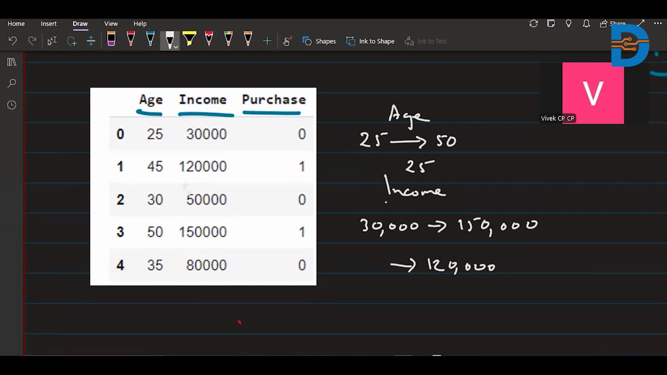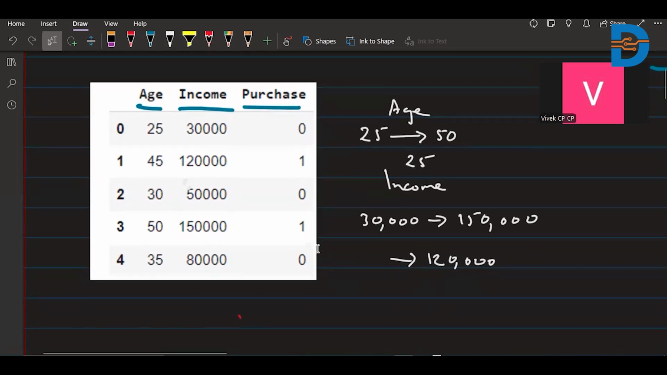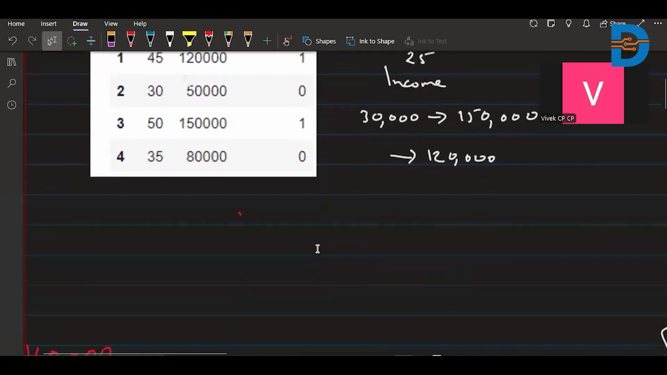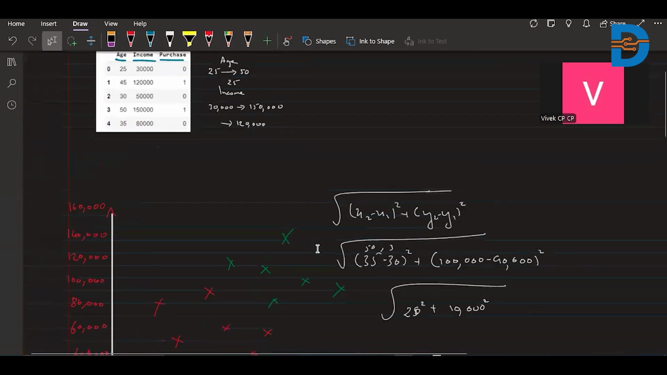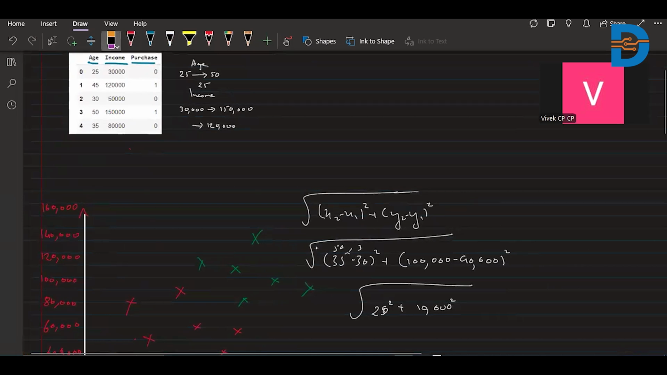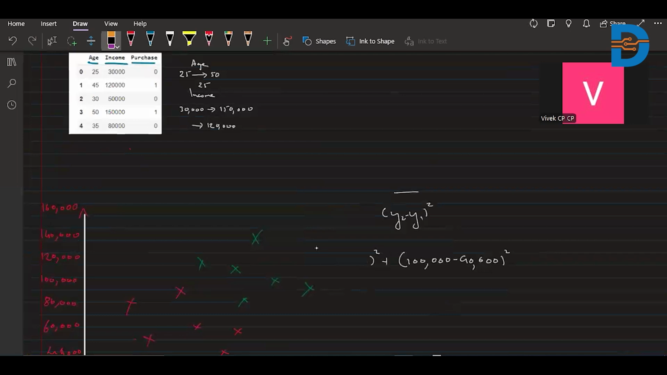So this is my first observation: the range that each of these features operates on is very different. The range income is operating on is much higher than the range in which age is being recorded. Keep that in mind. Now let's see how this could pose a problem for your machine learning algorithms. Let me clear out these calculations.